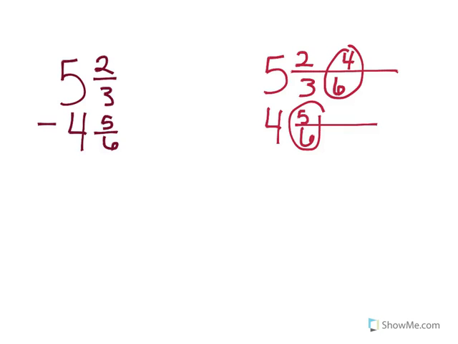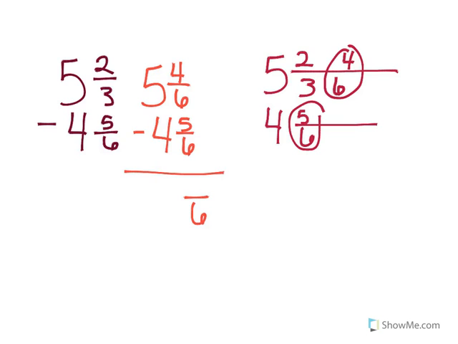My new problem that I'm going to write, I'm going to rewrite the problem, 5 4/6 minus 4 5/6. I know my denominator is going to be 6, so I need to do 4 minus 5. Wait, I can't do that, so what am I going to have to do? I'm going to have to borrow. So the 5 becomes a 4, and I just borrowed how much? 6. 6/6. So now how many 6ths do I have? I have 10/6.